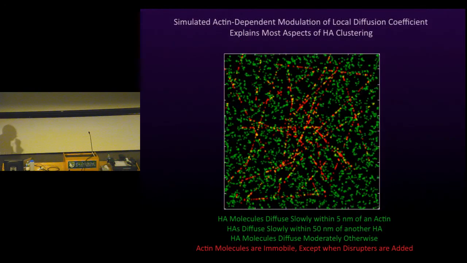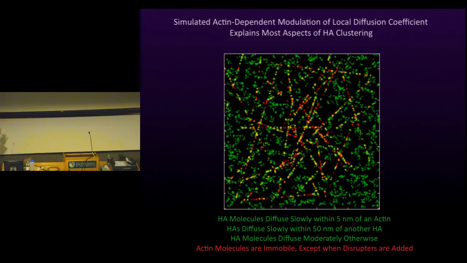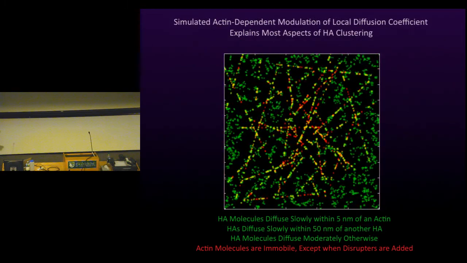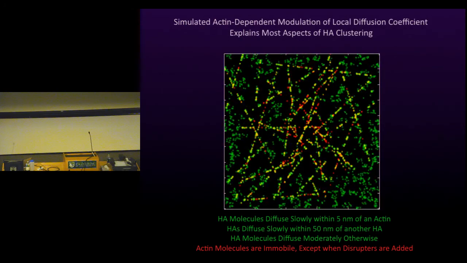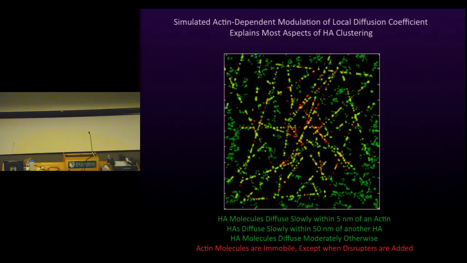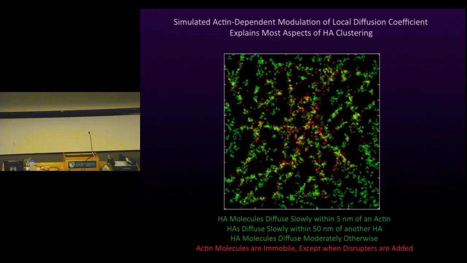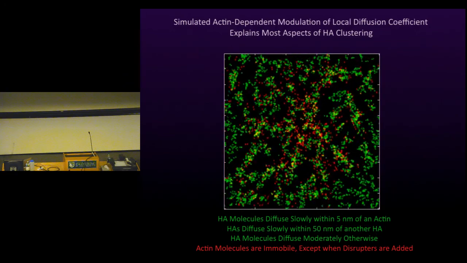So I thought I would try this idea out by simulating it, and I just made some very simple rules: the HAs diffuse more slowly when they're near an actin, they diffuse more slowly when they're near another HA, and otherwise they can move around freely in 2 dimensions, and the actins are immobile initially. And then, so you see, you get these linear structures and some globular, and then we disrupt the actin. That's why the red dots are now moving around freely.